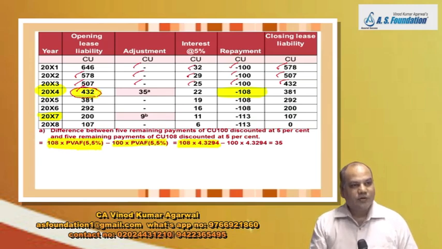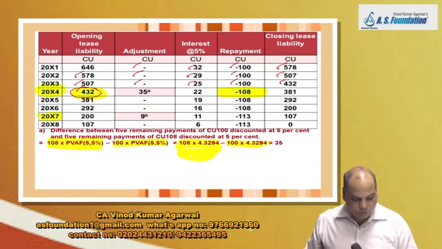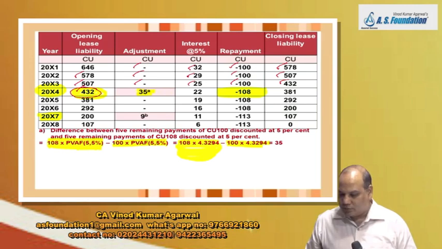So my revised liability will be this amount, and my existing liability is this amount, which is there in your book already. Is the difference 35? Yes. So on 1st January 2004, we will pass one entry: right of use asset account debit to lease liability 35.